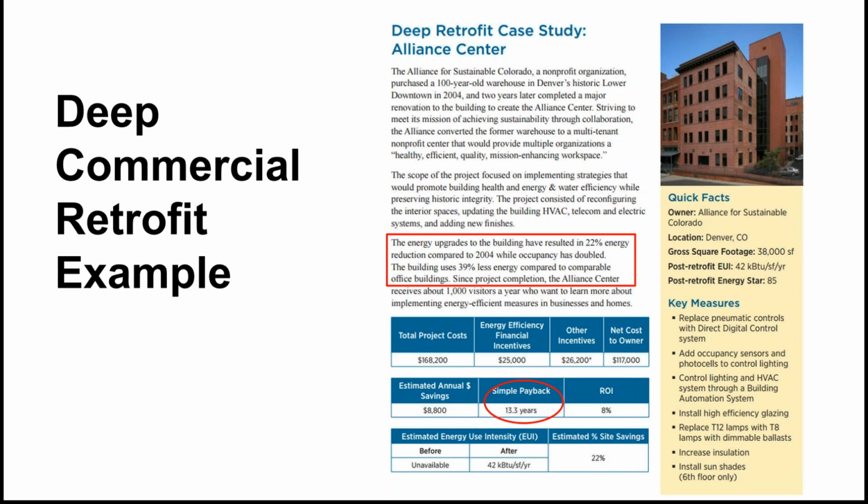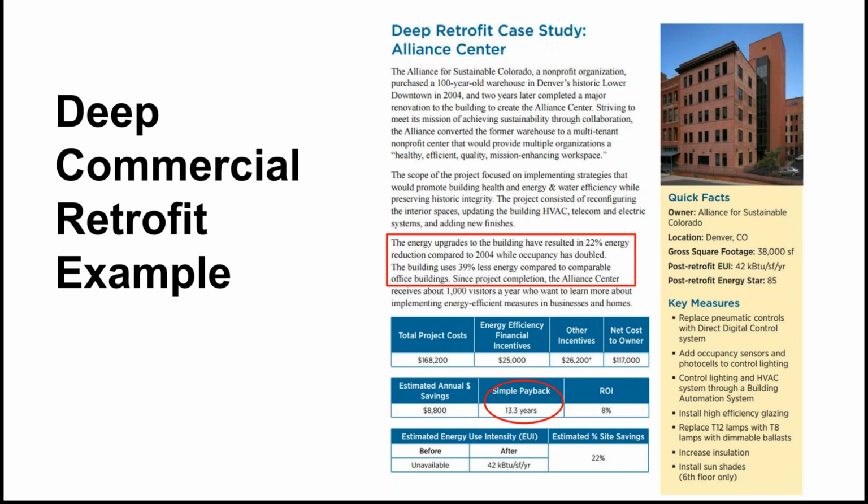There's a lot of information going on this page, but over on the right side, on the key measures, they talk about some of the things that they did here: installing high efficiency glazing, so windows, replacing lamps with dimmable ballast, increasing insulation, putting in sunshades, and installing a building automation system and occupancy sensors. And the part where I put the red square, they talk about these energy upgrades having resulted in 22% reduced energy consumption, but over this time that they've reduced their energy use 22%, occupancy has actually doubled.